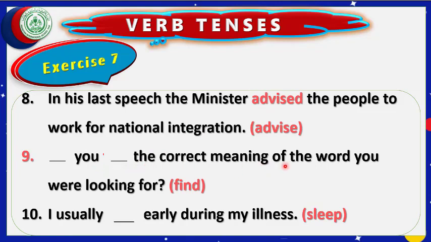Dash you dash, the correct meaning of the word you were looking for. You were looking for shows we are talking about past, and we shall use second form of the verb. The second thing is the given sentence is given in question form. If a sentence of past tense is given in second form, it is changed into question form by using did in the beginning. If we write did in the beginning, second form of the verb will change into first form. This means we shall use first form of the verb by using did in the beginning. It will become, did you find? Did you find?